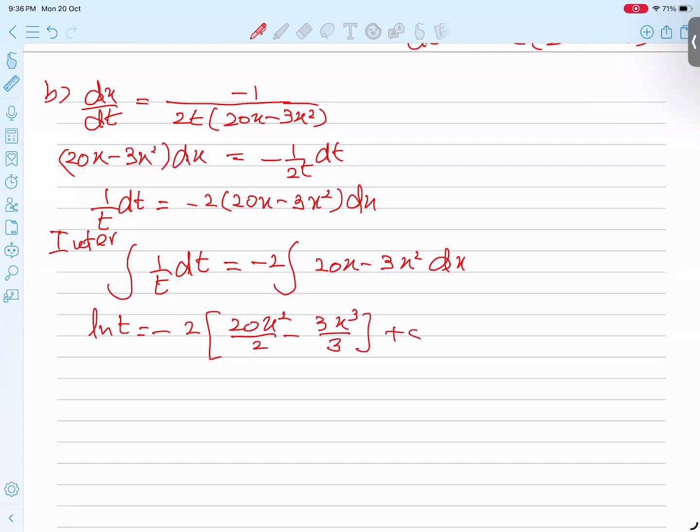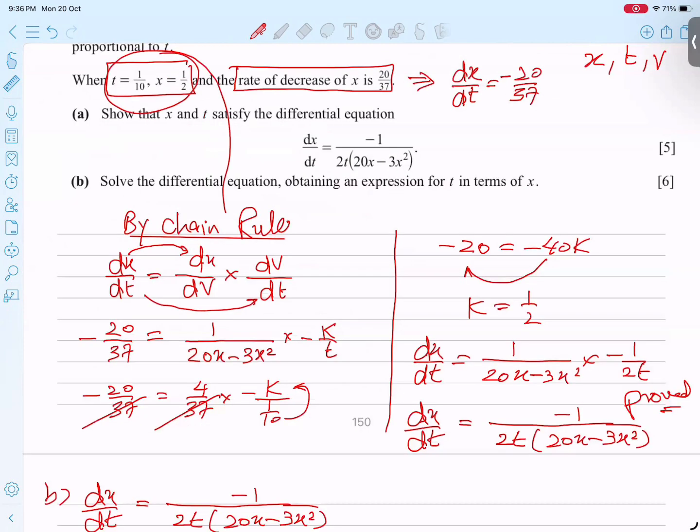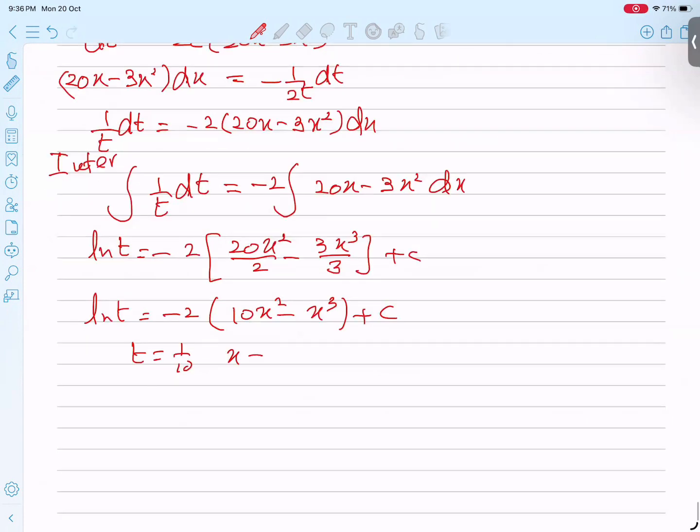Plus c. So I'm getting log of t equals negative 2 in the bracket, 10x squared minus x cubed. Okay, students. Now I have this pair of values, t is 1 by 10 and x is half. I'm going to put it in now. Log of 1 by 10.